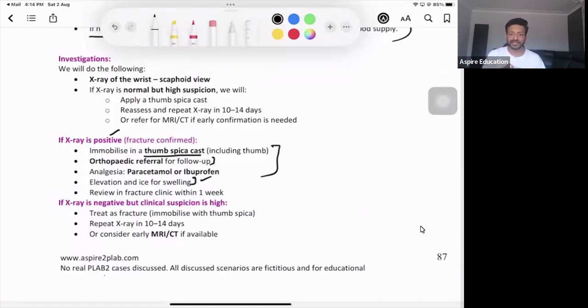Now, if the X-ray is negative, but your clinical suspicion is very high because your patient has got pain in the snuff box area, and the patient has fallen on an outstretched hand, so if your suspicion is very high in the direction of scaphoid fracture, what are you going to do? The management is still the same. You will be treating it like a fracture. You will still be immobilizing it with the thumb spica cast. Nothing is going to be different. And you repeat the X-ray in 2 weeks' time. And if needed, maybe we can consider doing a scan as well. So whether the X-ray is positive or not positive, the management is no different.